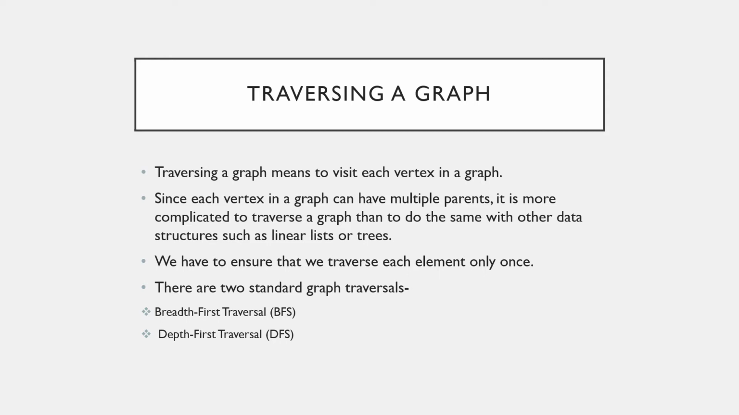Traversing a graph means to visit each vertex in a graph. Since each vertex in a graph can have multiple parents, it is more complicated to traverse a graph than to do the same with other data structures such as linear lists or trees. We have to ensure that we traverse each element only once. There are two standard graph traversals: breadth first traversal and depth first traversal.